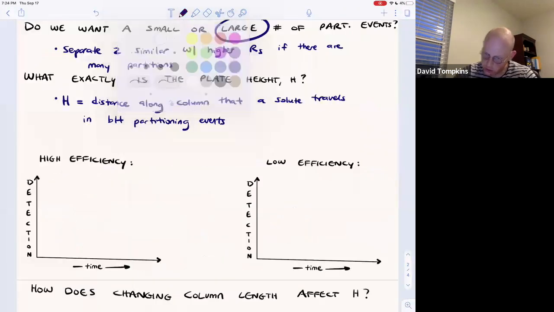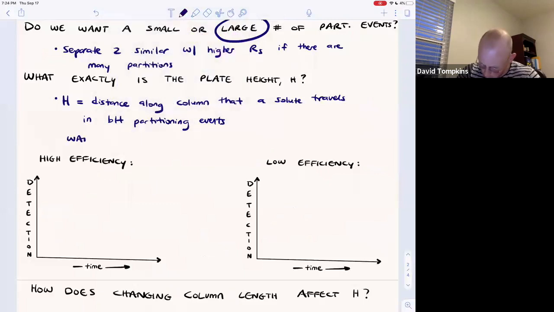So we always want, in an ideal separation, to minimize H, the plate height, so that the solute does not travel very far before it sticks to the stationary phase again. The more times it sticks to the stationary phase, the better separation we can get.